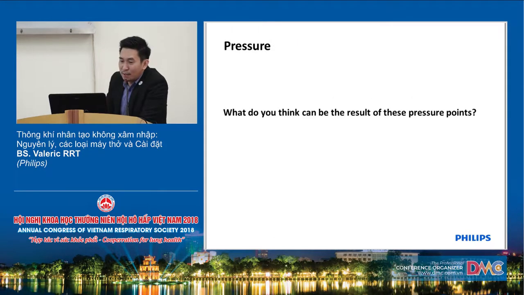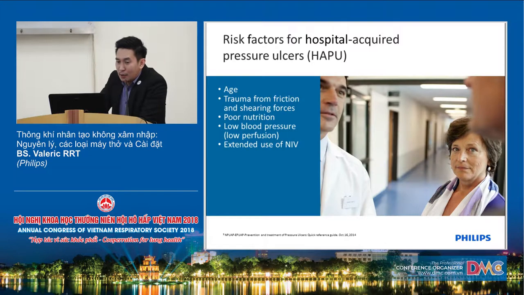So what do you think can be the result of these pressure points? The result is pressure sore laceration of the nasal bridge, basically. I also just want to give you some overview of risk factors for hospital acquired pressure injury. Before you do non-invasive ventilation, you do some assessment, right? You have to assess the age as well, the trauma. I just give you some overview because this one is your topic. The risk factors are poor nutrition, blood pressure, and extended use of non-invasive ventilation.